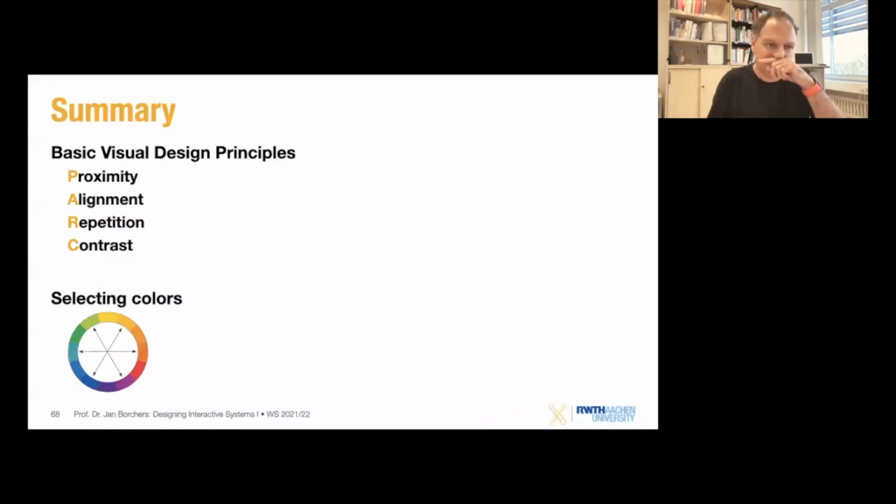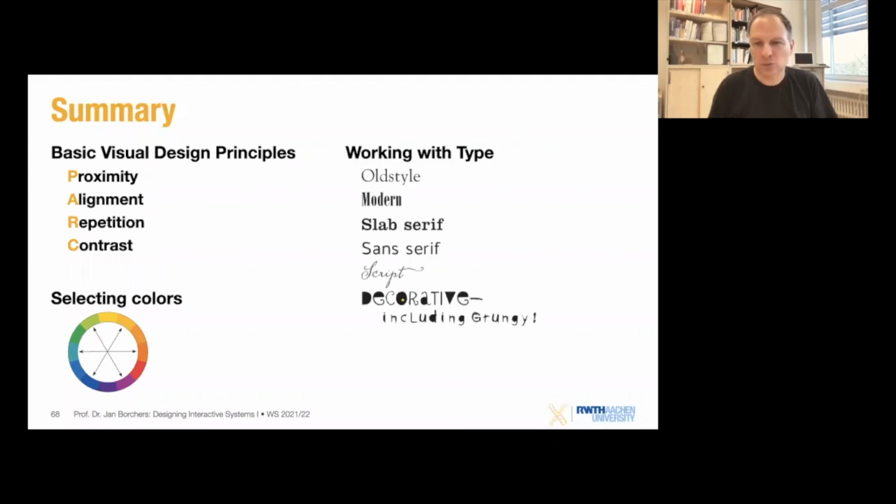All right, so in summary, we've got the basic visual design principles, the PARC principles or CRAP ones, and we've talked about how to pick color, and how to work with type today and how to apply this to your own design. Thanks for listening, and I look forward to seeing you again next time.